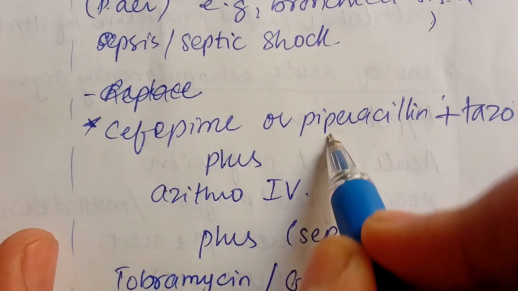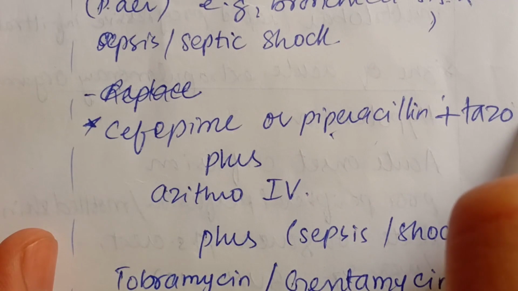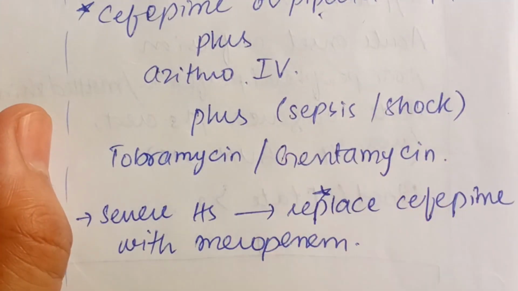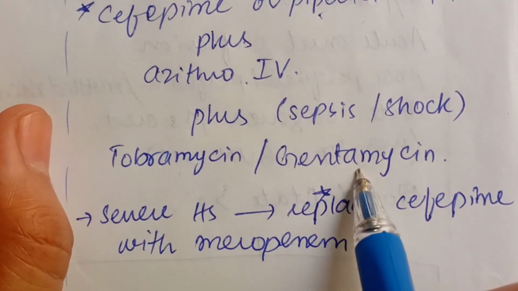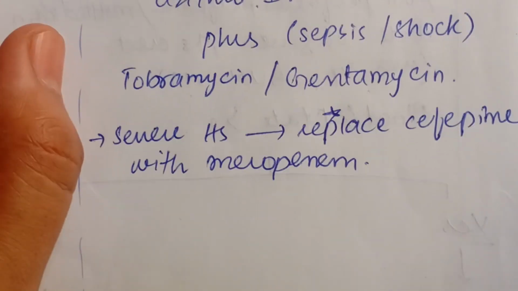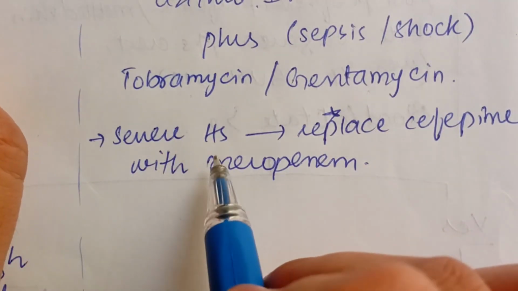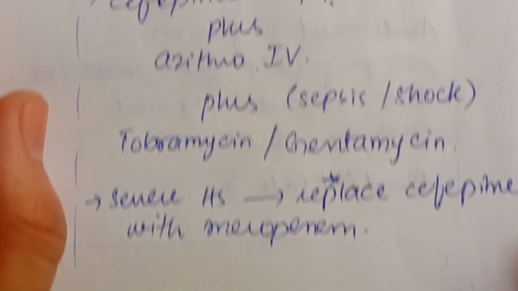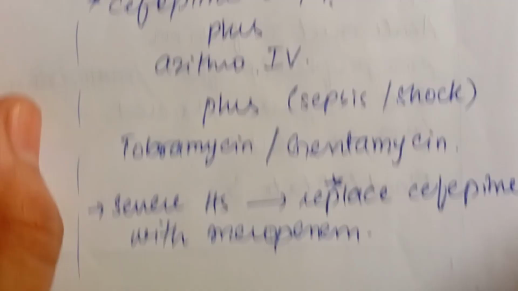Let me repeat. Cefepime or piperacillin plus tazobactam in one place, then we are going to add azithromycin IV. And if the patient is in a state of shock or sepsis, we are going to add tobramycin or gentamicin. But if the patient has a history of severe hypersensitivity reaction, we are going to replace cefepime with meropenem.